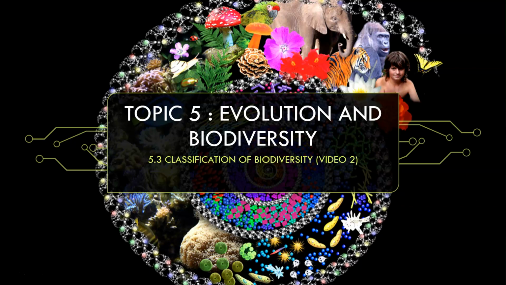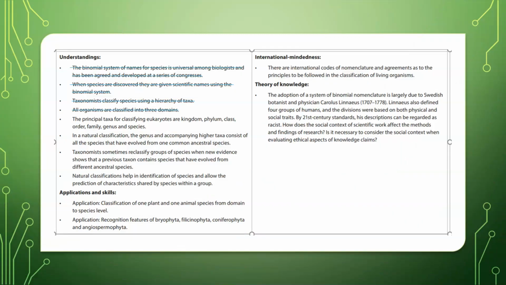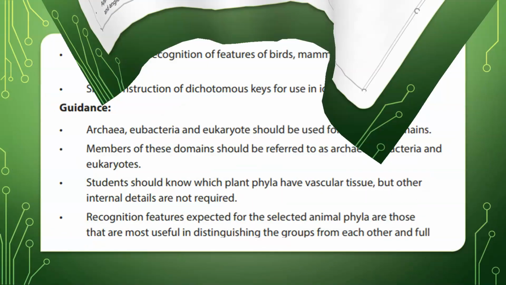Welcome to our second video on Unit 5.3 Classification of Biodiversity in our IB Biology Topic 5 Evolution and Diversity videos. In the first video, you'll see that we covered those top points in our understandings. We did also cover the international mindedness. So in this video, we'll be rolling on to looking at eukaryotes, and we will then move on to some applications and skills.